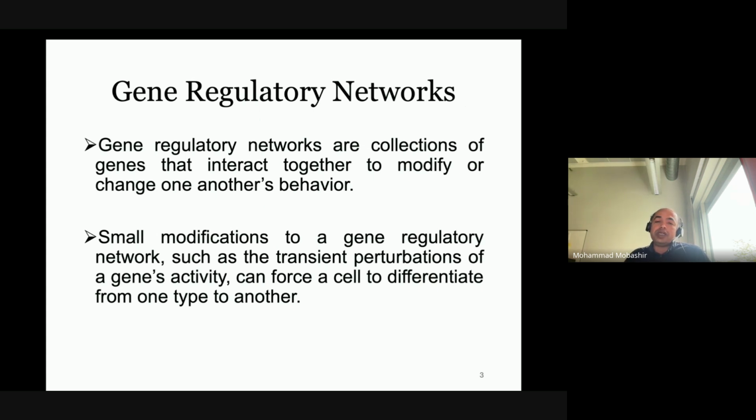So here, connectivity represents the interaction to modify or change the other's behavior. That means these connectivities are or will be the decision factor for the cells to make any decision or biological functions. So here it is also clear why we are interested in gene regulatory networks and how important it could be.